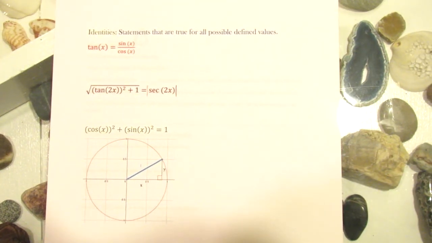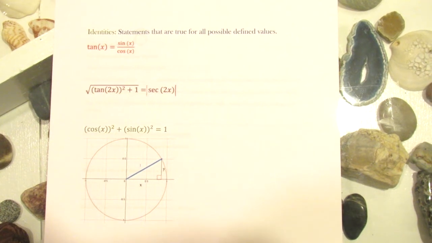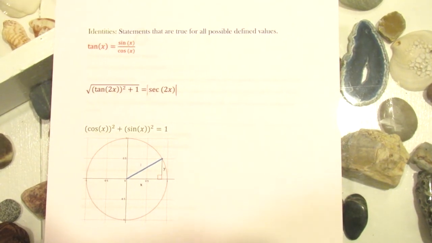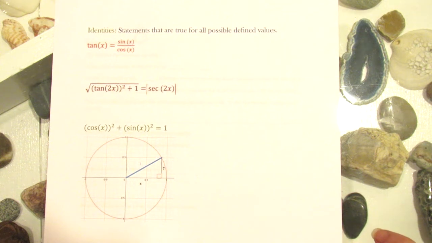In this episode of Remote Trigonometry, we will be going over the idea of an identity. An identity is a statement that is true for all possible defined values. Some common identities include the definitions of tangent and cotangent and secant and cosecant. Tangent, for example, is equivalent to sine divided by cosine.